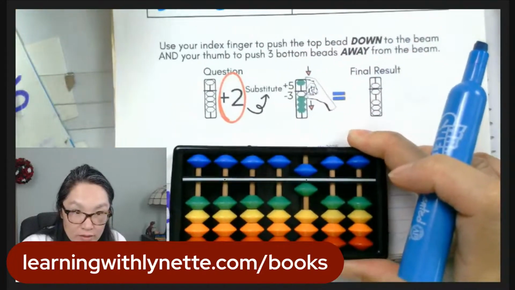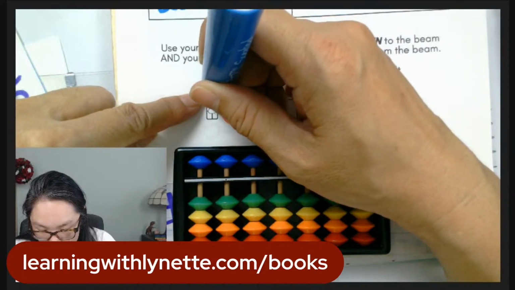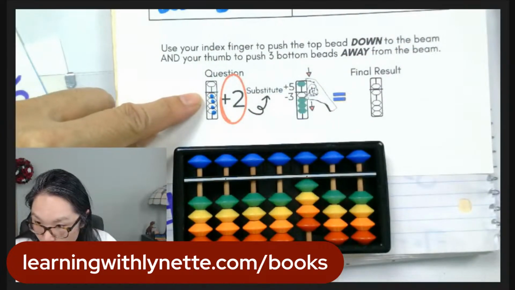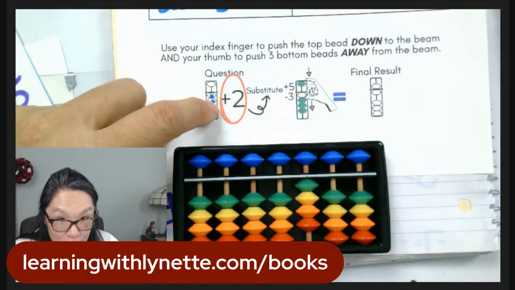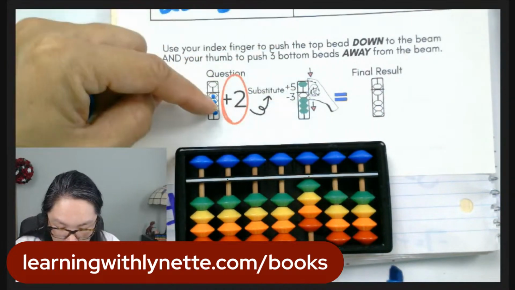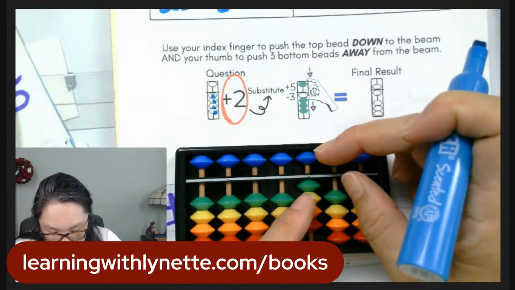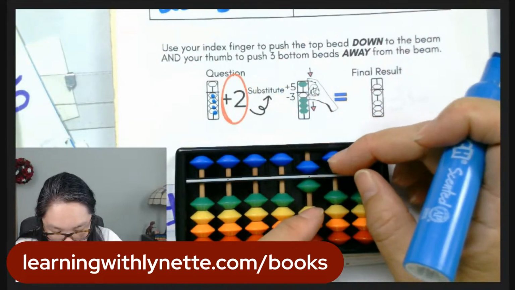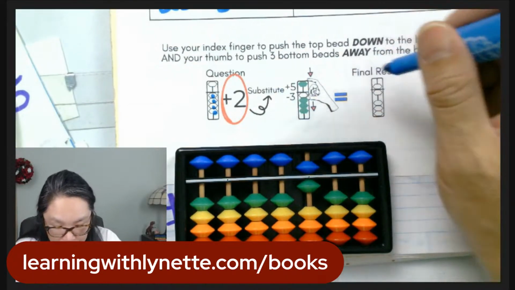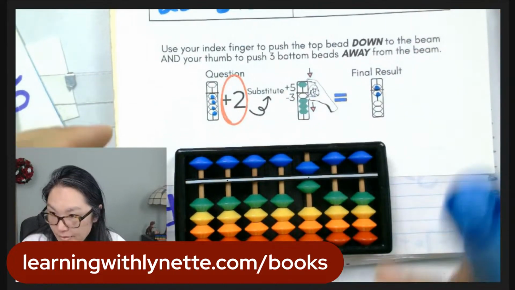Now, if we look, here it is again. Our question is 4: 1, 2, 3, 4. So I'm going to add my 2. When I add 2, I substitute plus the 5 minus the 3. So I'm going to add the 5, I'm going to take away the 3 like this. So my final answer is 6.